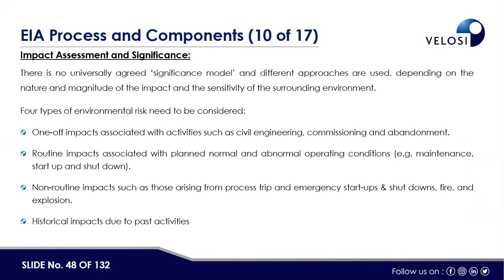Four types of environmental risks need to be considered. One is impacts associated with activities such as civil engineering, commissioning, and abandonment. Routine impacts are associated with the planned normal or abnormal operating conditions. For example, the planned one is the operation of the generators. But if there is any leakage or spill, this is the abnormal operating condition. Then non-routine impacts, such as those arising from process trips, emergency startups, shutdowns, fire, explosion, and then historical impacts due to past activities.